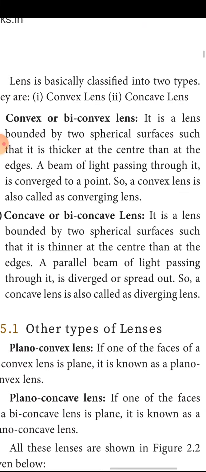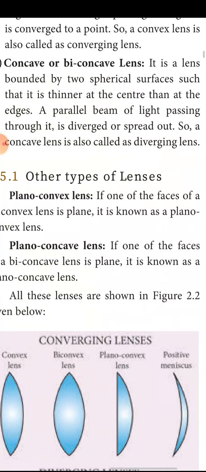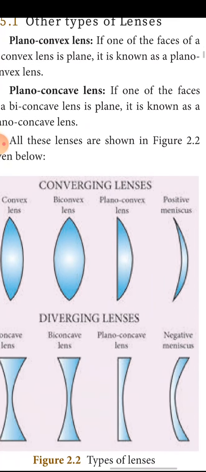Other than that, we have one plane surface and one spherical surface. In that there are two types, plano-convex lens and plano-concave lens. One is a plane surface and another one is a curved surface. Such a thing is called plano-convex and plano-concave.